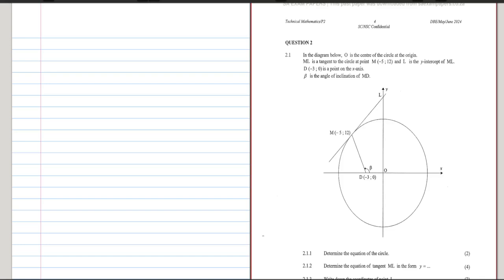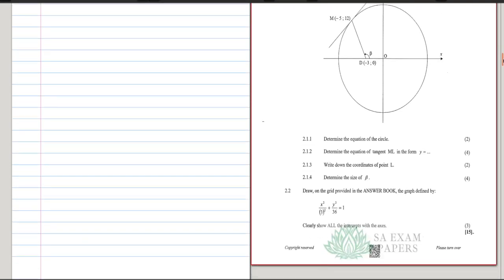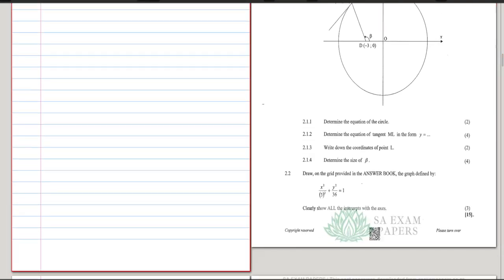Alright, this question 2, it's another question on analytical geometry. So we have 2.1. Where's the marker? Okay, let's use this. Right, yeah, perfect. Now 2.1 and 2.2, where we have to sketch an ellipse.